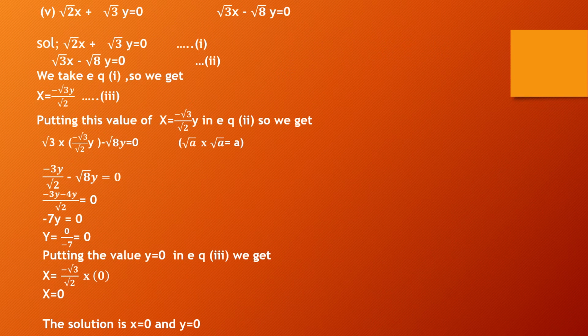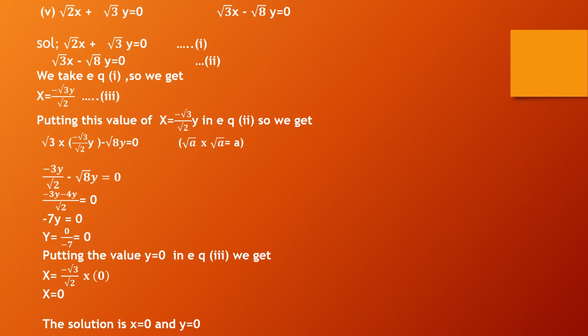So let us do the fifth part of question number 1. The given pair of linear equations in two variables is root 2x plus root 3y equals 0 and root 3x minus root 8y equals 0. I consider root 2x plus root 3y equals 0 as equation number 1 and root 3x minus root 8y equals 0 as equation number 2.